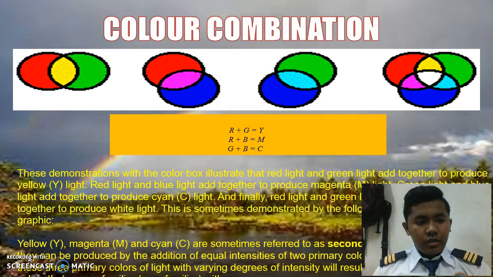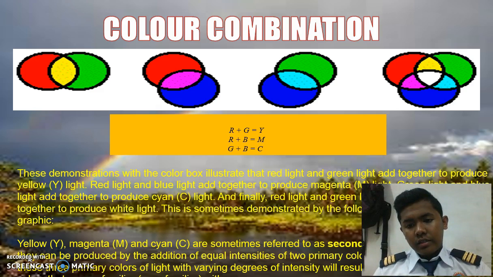Color combination. This demonstration with the color box illustrates that red light and green light add together to produce yellow light. Red light and blue light add together to produce magenta light. Green light and blue light add together to produce cyan light. And finally, red light and green light and blue light add together to produce white light. This is sometimes demonstrated by the following color equation and graphic.